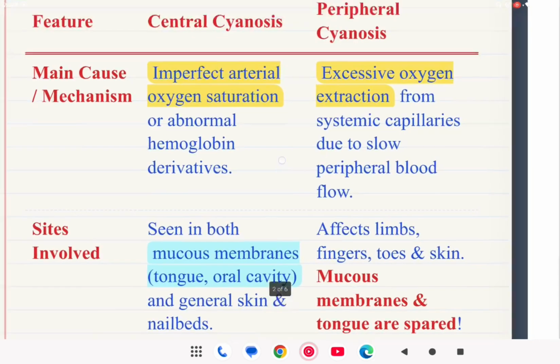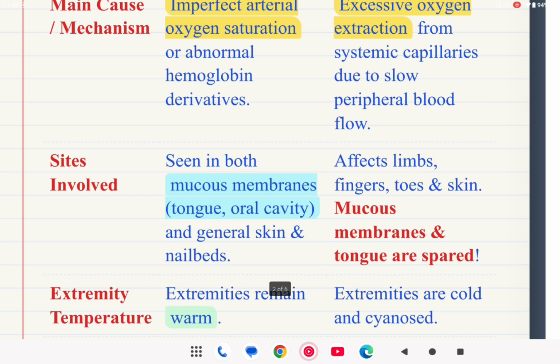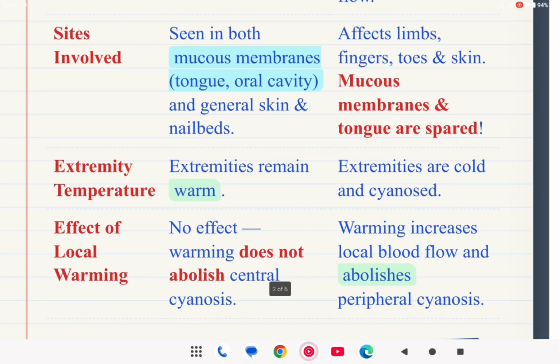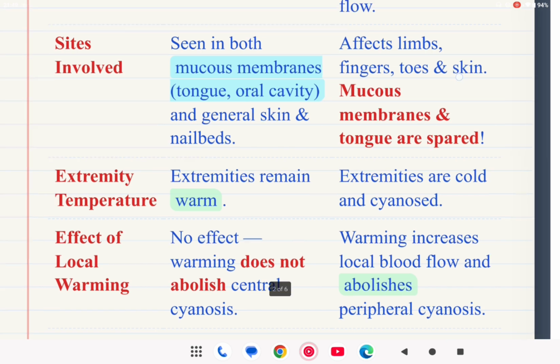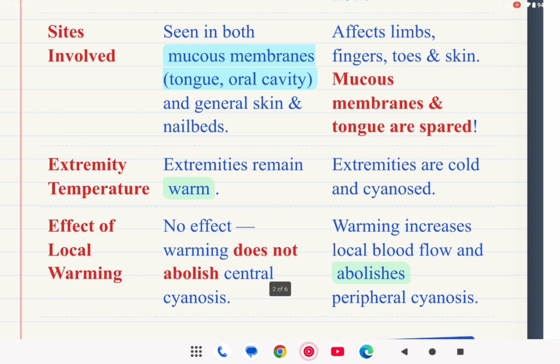The most common sites for central cyanosis are the mucous membranes, including the tongue, oral cavity, and general skin and the nail beds. However, for peripheral cyanosis, the most commonly affected sites are the limbs, fingers, toes, and skin, apart from the mucous membrane and tongue. In central cyanosis, the temperature of the extremities is warm, whereas the warm temperature changes to cold in peripheral cyanosis.